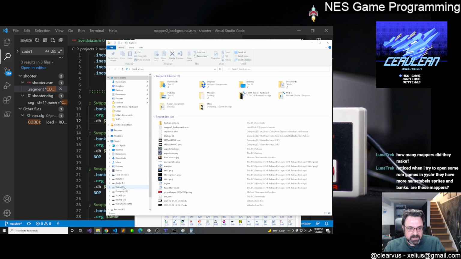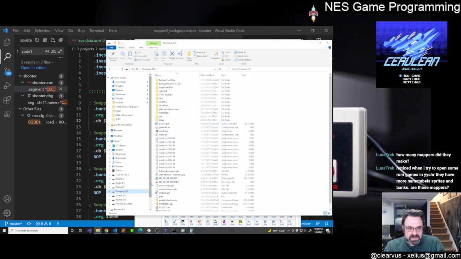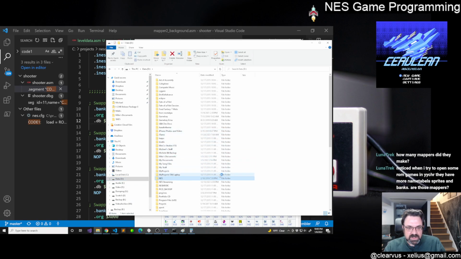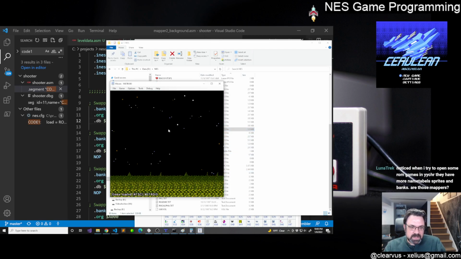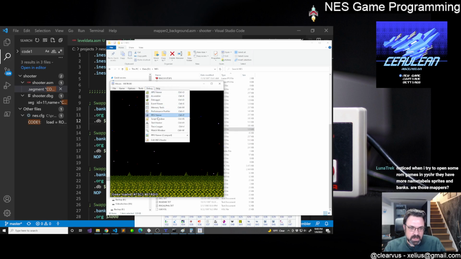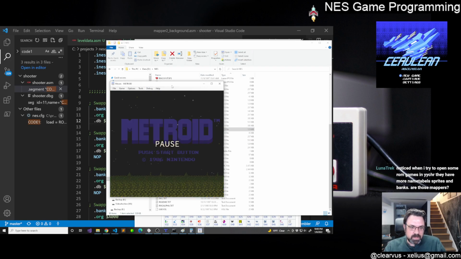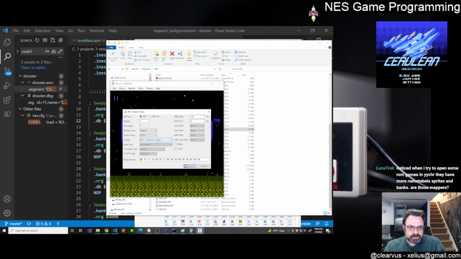For the purposes of examining here, depending on the mapper it's using, the organization of the code and the data and stuff like that will be different depending on what the mapper requires when the game is running. So here's Metroid. Let me pause the emulation here for a moment. If we look at the header, this is mapper 1.